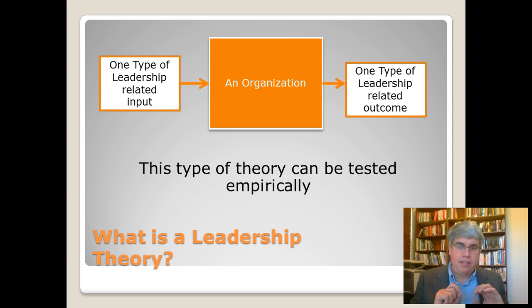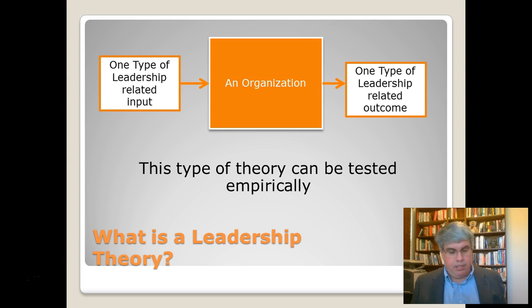Or maybe we look at the leader's personality traits and nothing else. And then, to have a theory, we only look at one type of leadership-related outcome. That might be employee ratings of how good of a leader they have. It might be the quality of their relationships. So, a leadership theory is just taking one type of leadership-related input and making a statement predicting how that's going to affect a given leadership-related outcome.